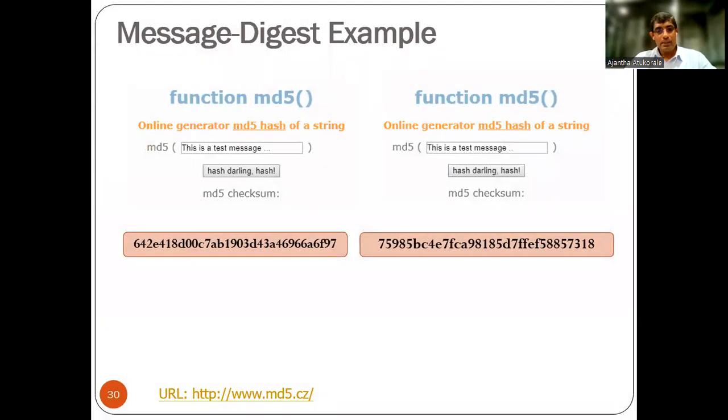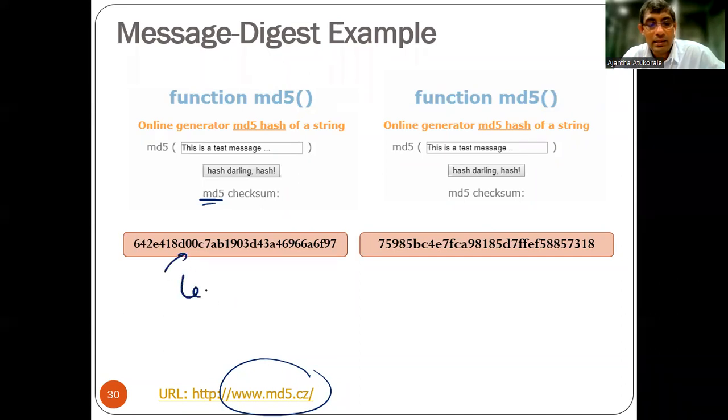Now, for example, see here, this is a message I'm putting: this is a test message. When I hash it through MD5, this is the hash I actually get. This is the actual example. If you really want, you can go to this URL and try it. This has a specific number of characters; actually the length, we say the number of bits used to represent these numbers.